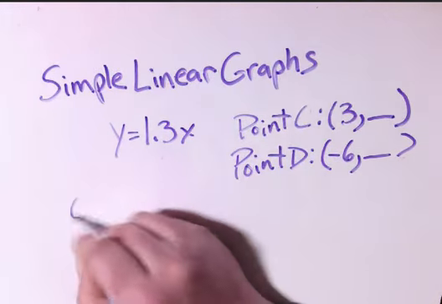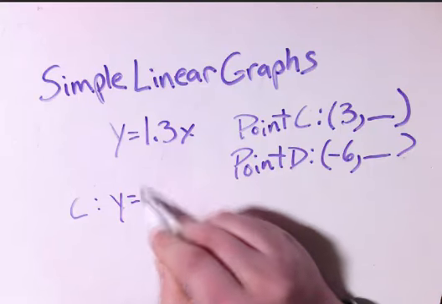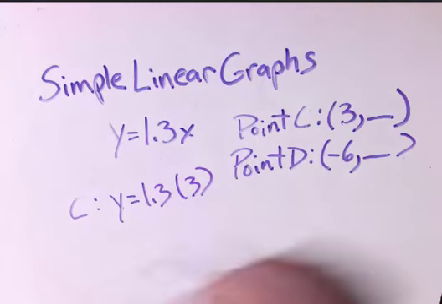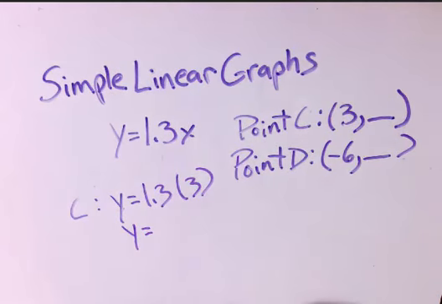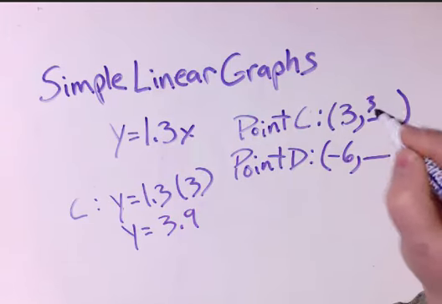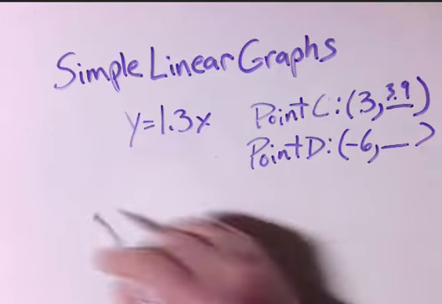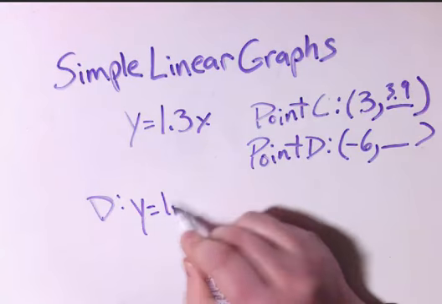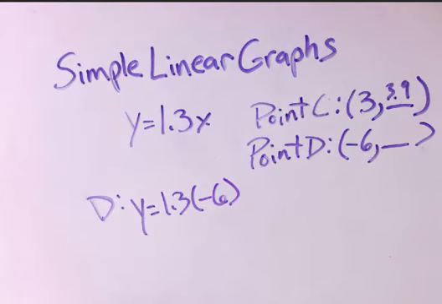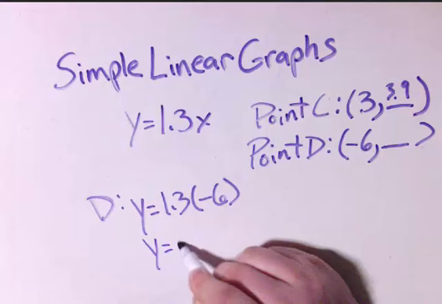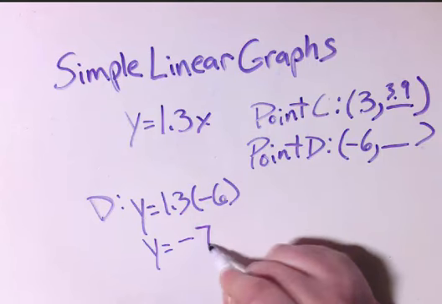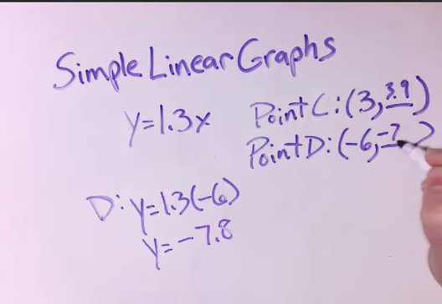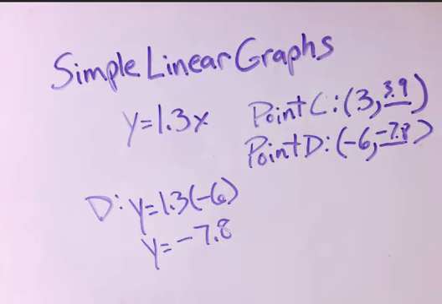For point C, we have y equals 1.3 times 3, so y is equal to 3.9. Now let's look at point D. We have 1.3 times negative 6. When we multiply that out, we get that y is equal to negative 7.8. So it's just taking what you know, plugging it into the equation, and solving it for what you're looking for.